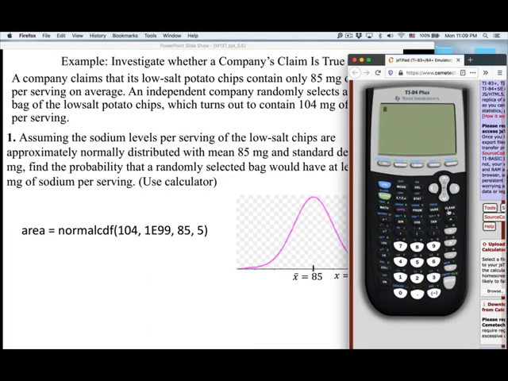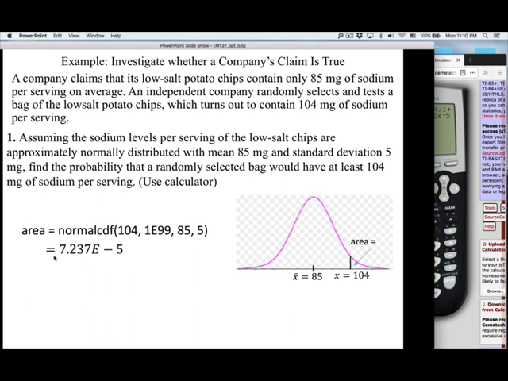Okay, now we use the calculator. Normal CDF: second, VARS, choose the number 2, normal CDF. 104, comma, 1E99, using second, comma for the E, 99, comma, 85, comma, and then standard deviation 5. Close it, enter. So you're going to get 7.237 E negative 5. Make sure you look at the end here, E negative 5. This is my answer, 7.237 E negative 5.